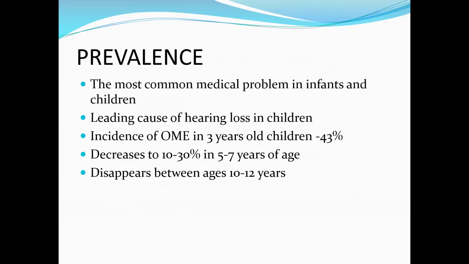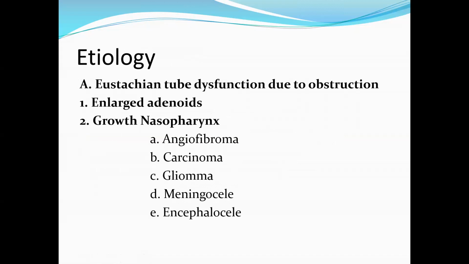So this disease is more prevalent in children. Maximum age is 3 to 5 years. Then after this it starts decreasing, and it is 10% in 5 to 7 years of age. Then it totally disappears by the age of 10 to 12 years. This is because of adenoids: adenoids are maximum at the age of 3 to 5 years, then they start regressing and disappear by the age of 10 to 12 years. But if we are not treating the patient, there will be complications of the disease at this age.